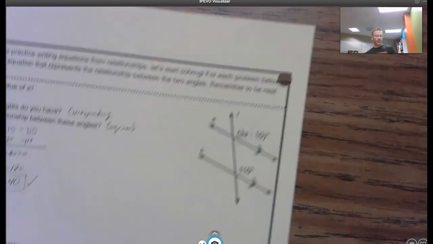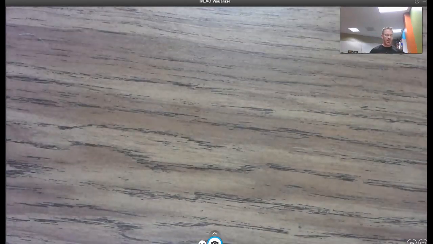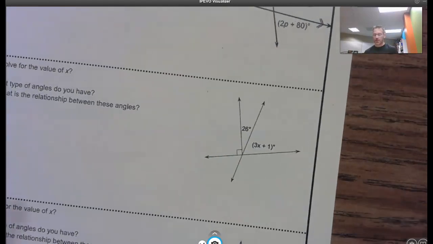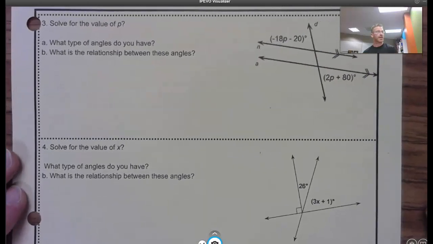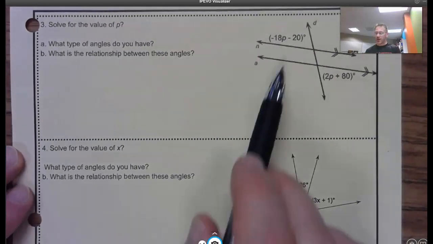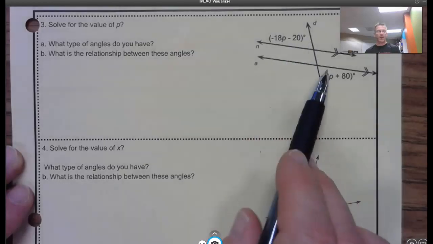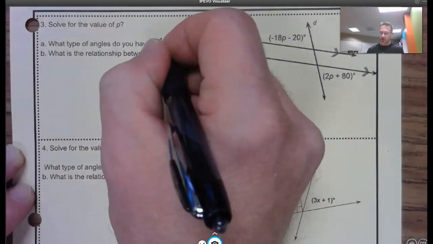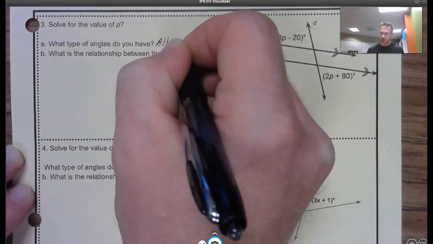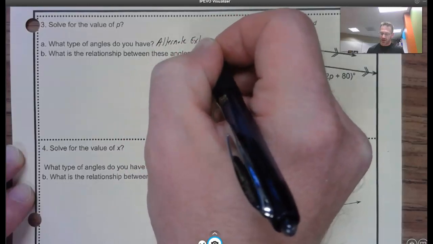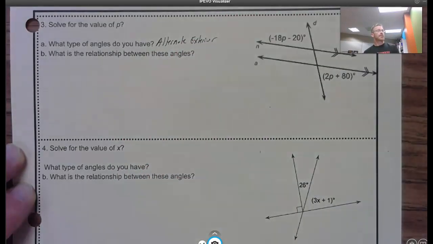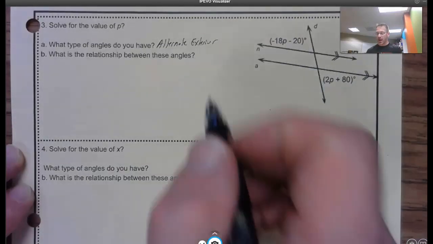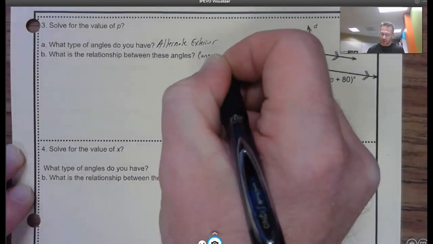So let's flip the page and look at problem number 3. Once again we start by, let me get this into the frame here, sorry about that. We're going to solve for P. So once again we want to look at the types of angles we have. These are alternate exterior angles. We have alternate exterior angles with parallel lines. So we know that those two angles should be congruent.